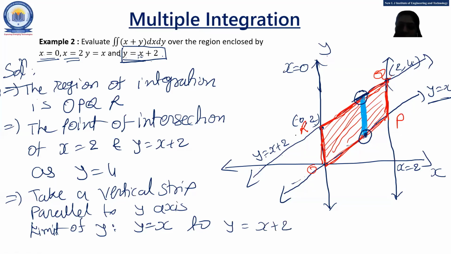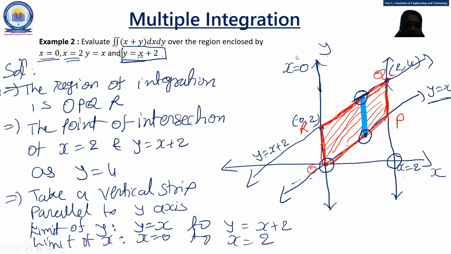And for the limit of x, you have to check the leftmost point and rightmost point of the region. The leftmost point of the region for x is the origin, that is 0. And the rightmost point is 2. So for the limit of x, x is 0 to x equal to 2. Okay, got it, students? Anyone have any doubt about the limit of y and x?